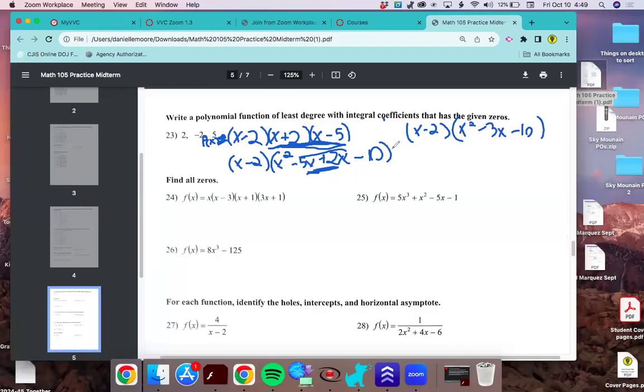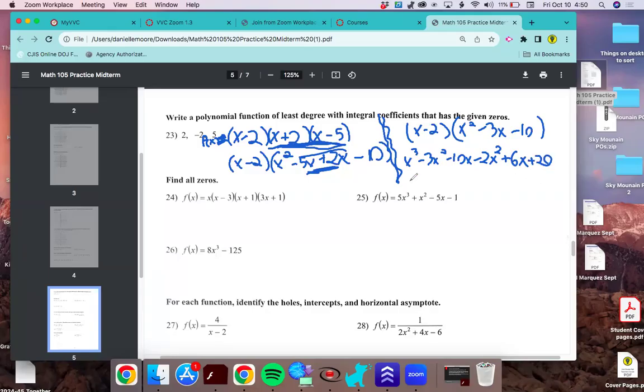And then here we go. Now we got x times all of those. x times x squared, x times this, x times that. It's x to the third, and then x times minus 3x would be a minus 3x squared. And then x times minus 10 is minus 10x. Then we have negative 2 times everything. So we got negative 2 times x squared. And then negative 2 times negative 3x would be a negative times a negative, so it's a positive of 6x. And then negative 2 times negative 10 is positive 20.